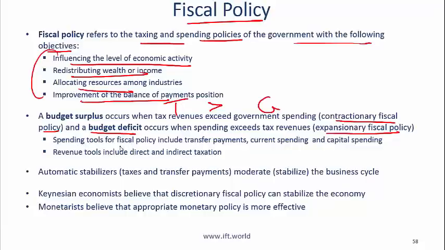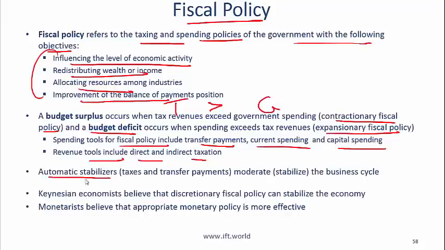The spending tools for fiscal policy include transfer payments, government giving money to its citizens, spending on various projects, or larger capital spending on maybe infrastructure projects. Revenue tools include direct and indirect taxation.